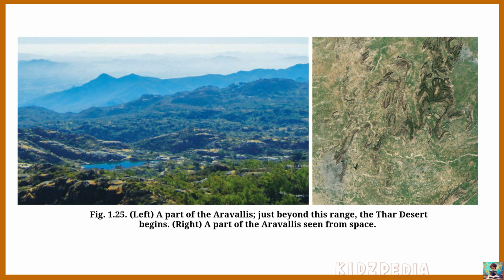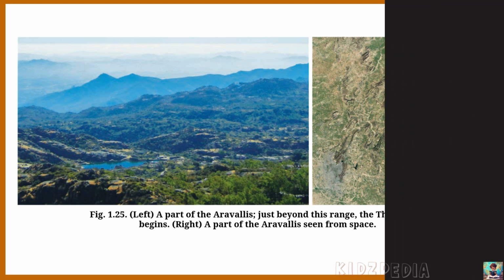Just beyond this range, the Thar Desert begins. So just beyond these hills, the Thar Desert begins. This means in a very short distance, the land changes from a hilly region to a dry desert. Right? A part of the Aravallis seen from space. So this picture shows a part of the Aravalli Hills as seen from space.